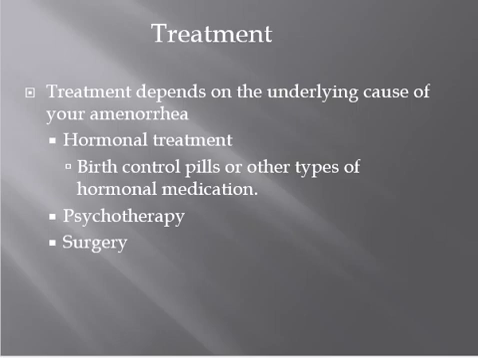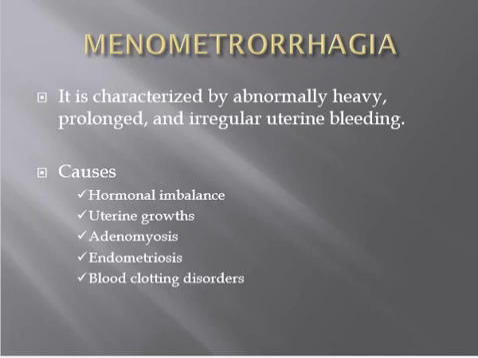So this leads us to the next disorder, which is Menometrorrhagia. So let's just split the name. So Menorrhagia is heavy uterine bleeding, and Metrorrhagia is bleeding which occurs at irregular intervals. So when you merge these two names together, it's going to give you an abnormal, heavy, prolonged and irregular menstrual bleeding. So what are the causes of this disorder?